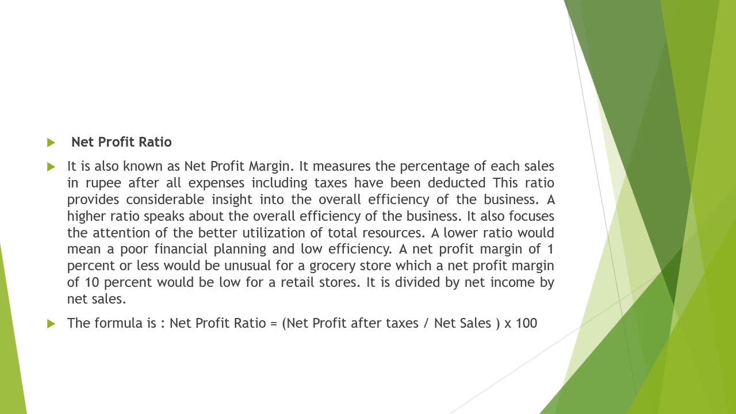Next one is the net profit ratio. So what is net profit ratio? I already discussed with you what net profit is. Whatever remains after you subtract all the indirect expenses gives you the net profit of the company. It is also called net profit margin. It measures the percentage of each sales rupee remaining after all expenses including taxes have been deducted.